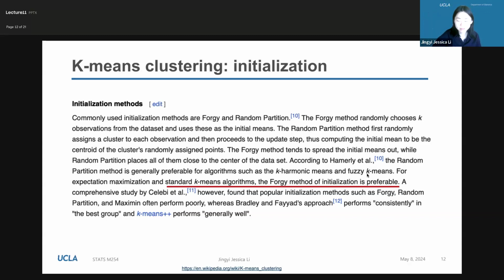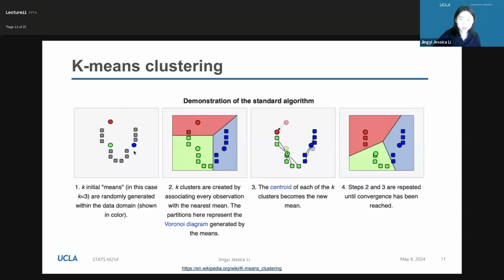But for fuzzy k-means, you allow soft clustering. Every point can be assigned to more than one cluster. But for the hard k-means, the standard k-means, the Forgy method is preferable. You want to specify the centers so they spread out.